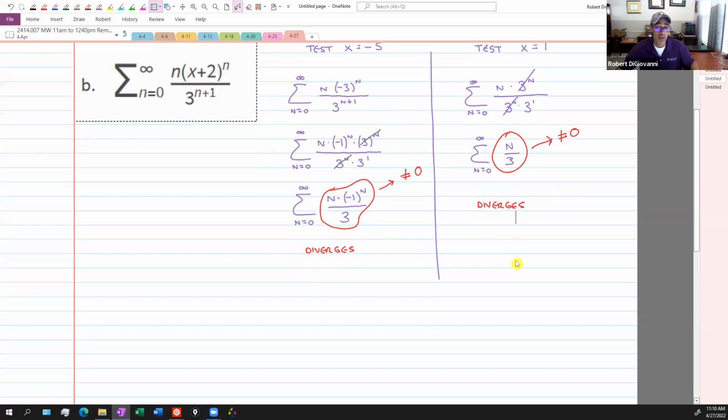So I do not want to include my endpoints, right? I do not want my endpoints. So the interval of convergence, IC, is going to be everything between -5 and 1, with parentheses on those because I don't want to include them. Or you could write it this way: strictly bigger than -5, strictly smaller than 1.